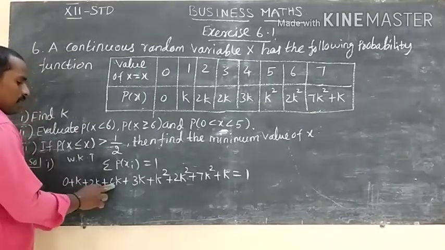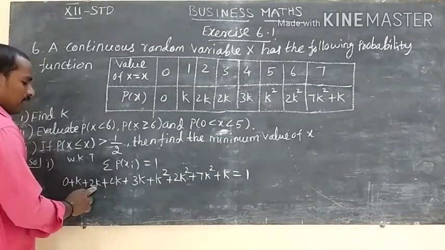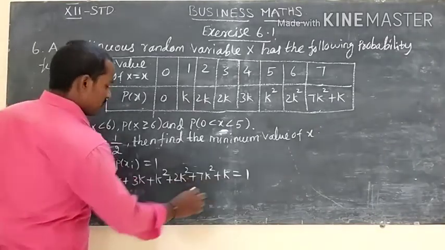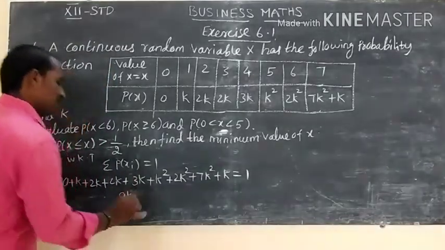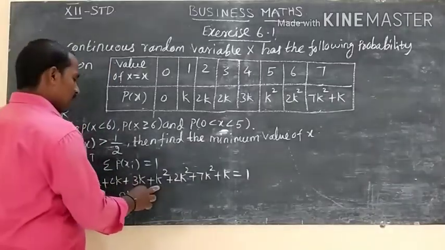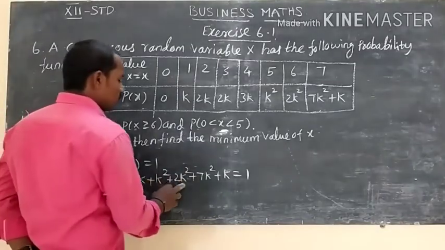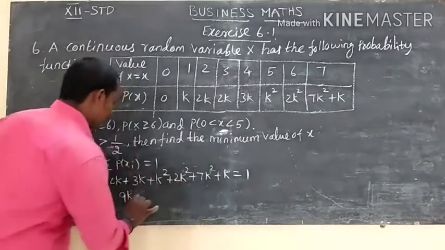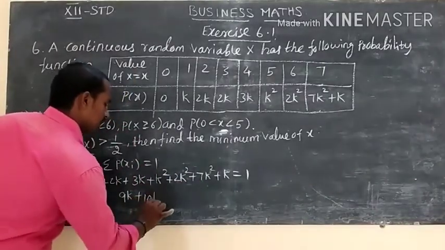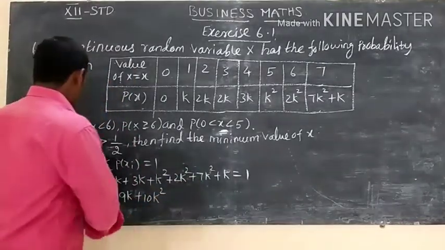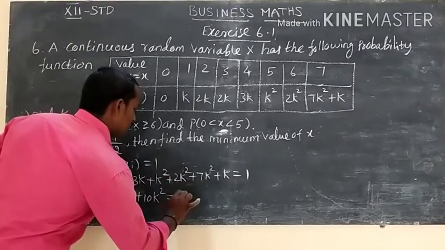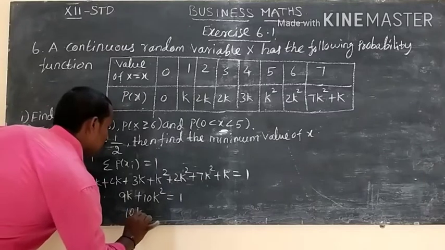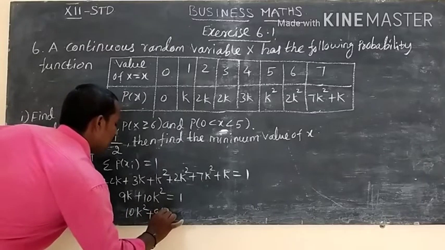K, this is k. So 1 plus 2, 3, 3 plus 2, 5, 5 plus 3, 8, 8 plus 1, 9. So 9k. Then consider the k square. k square plus 2k square plus 7k square. So 1 plus 2, 3, 3 plus 7, 10. Plus 10k square. Then the 0 equal to 1. So 10k square plus 9k.